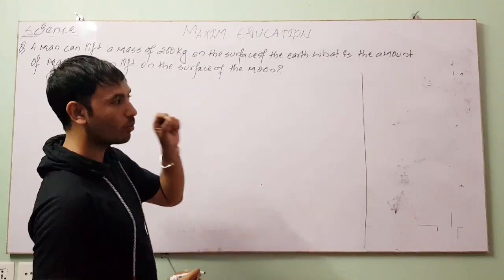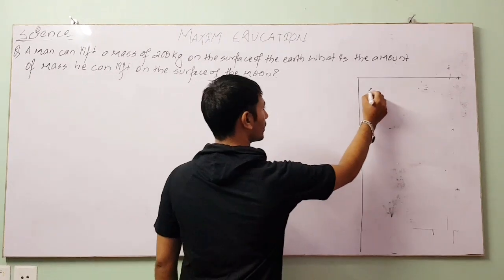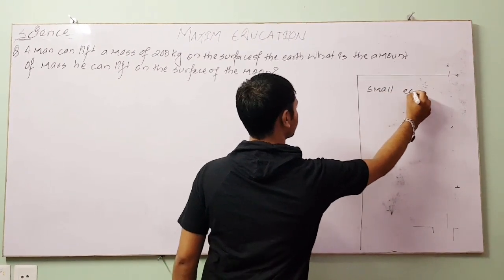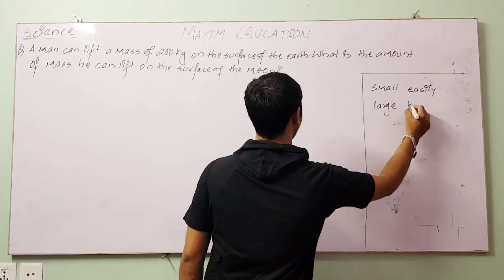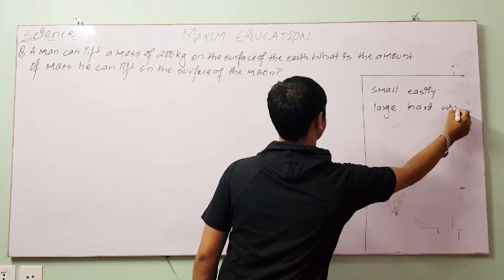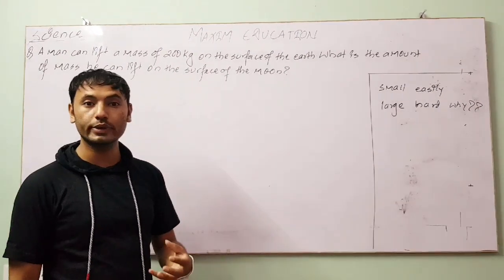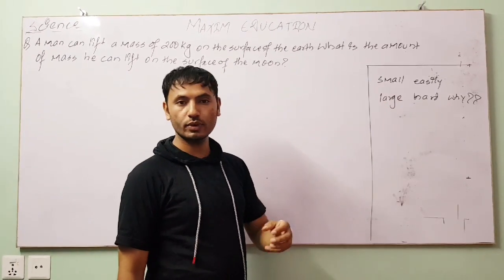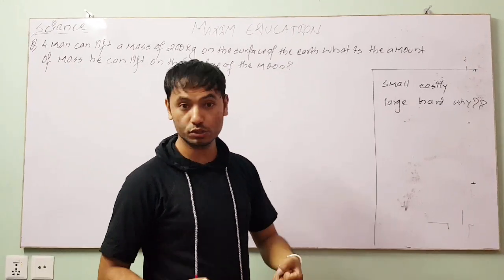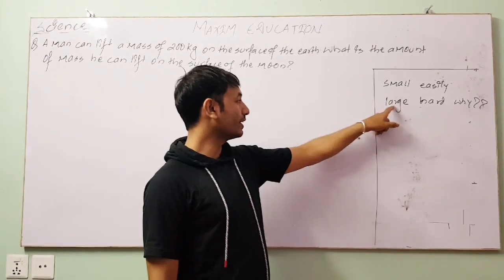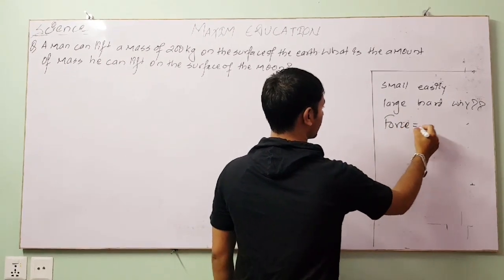For this numerical, I want to give you one extra concept. We can lift a small stone easily, and to lift a large stone, it is hard for us. Why? To lift every object, we need to apply force equal to its weight. A small stone has less weight, so we can lift it easily. But a large stone has more weight, so we need to apply more force to lift it. It means to lift an object, we need to apply force that is equal to the weight of the object. Force equals weight.